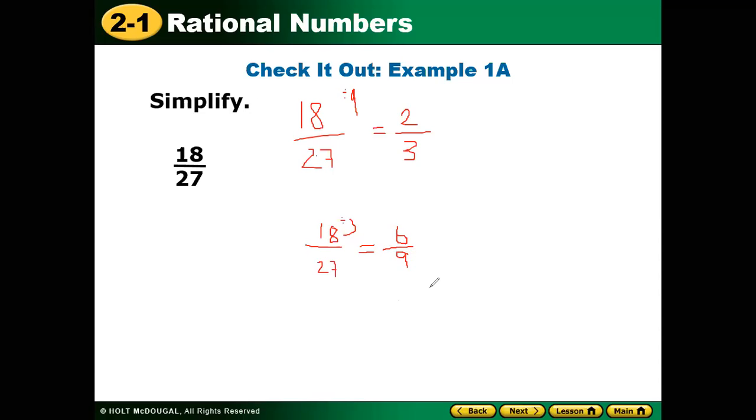Is this fraction now, Ibrahim, relatively prime, or do we have to continue? 6 and 9, can both of them be divisible by any number? Yes, they can be divided again. So we need to divide again. Divided by how many? Divided by 3, right? Then 6 divided by 3 will be equal to 2, and 9 divided by 3 will be equal to 3.